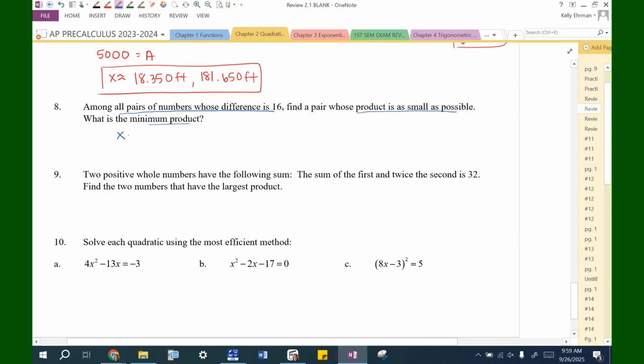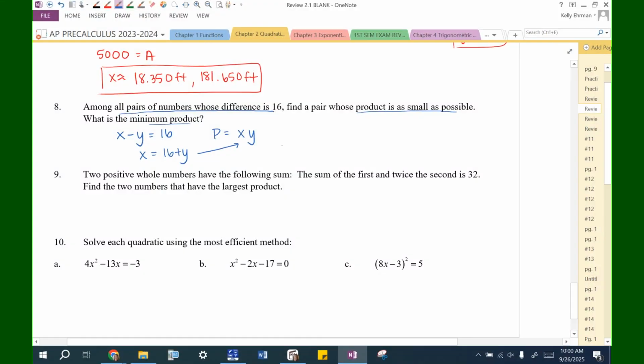So x minus y, when I subtract them, I get 16. You could do y minus x, it doesn't matter. I want the product of the two numbers, x times y, to be as small as possible. So I'm still finding a vertex, but the parabola should be one that opens up. Solve this equation for x or y. I'm going to get x by itself because then I can just add y over and I won't have subtraction.